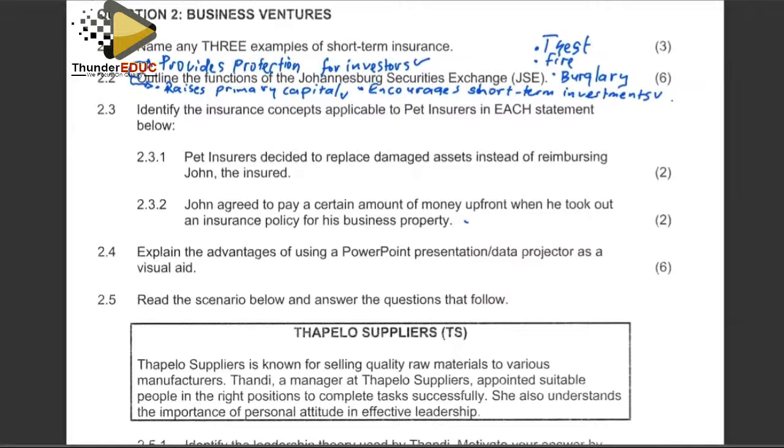Identify the insurance concepts applicable to pet insurers in each statement below. So now if you check the statement below, we have 2.3.1 where it says pet insurers decided to replace damaged assets instead of reimbursing John, the insured. So now this is reinstatement.